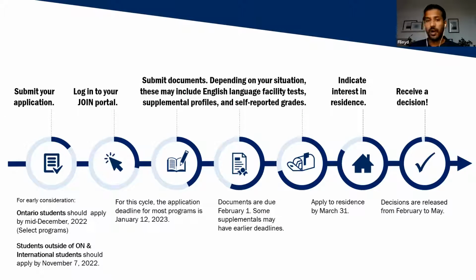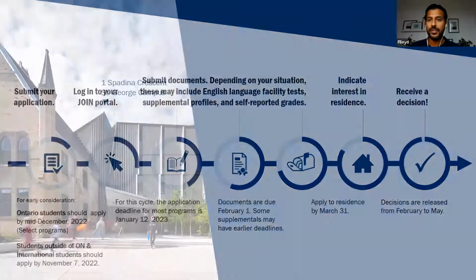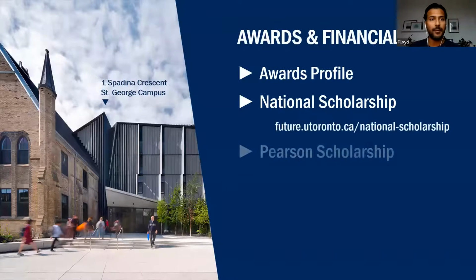One thing to note, we do offer residence across the 3 campuses, and it is guaranteed for all first years entering their first year studies. So March 31st is the date to indicate interest. There's no financial commitment at that point.